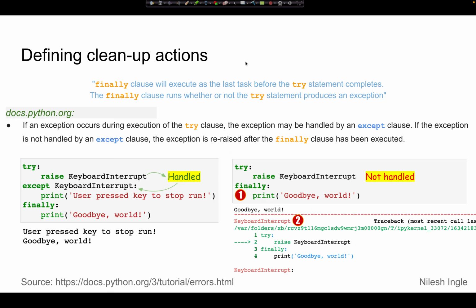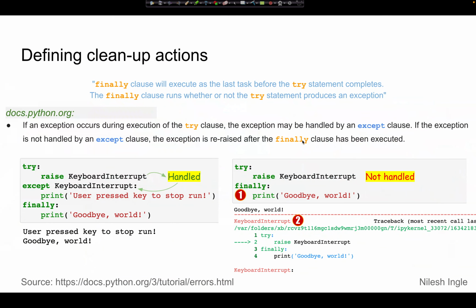So on the left hand side, we have a try, except, finally set of blocks. If the try block raises an exception, here it's a keyboard interrupt, this is handled by the except clause which we have right after that. So the except block would get run, and we see "user pressed the key to stop the run" in the output. After that the control goes to the finally block, and it says goodbye world. So the finally block would run in the very end.